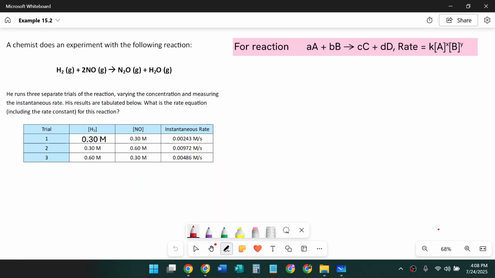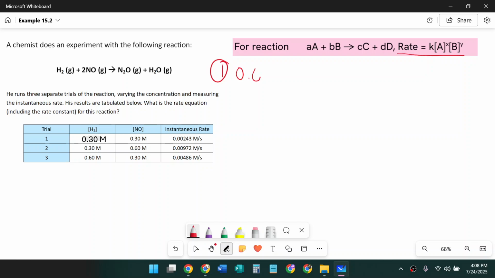So again, we want this rate constant right here, this K, and we're given the rate that happened with each of those different concentrations. So let's just start by using the rate formula, which is this right here. So we're given the rate for the first one. So this is trial number 1.